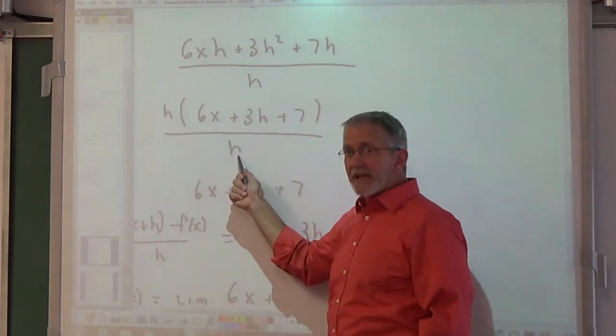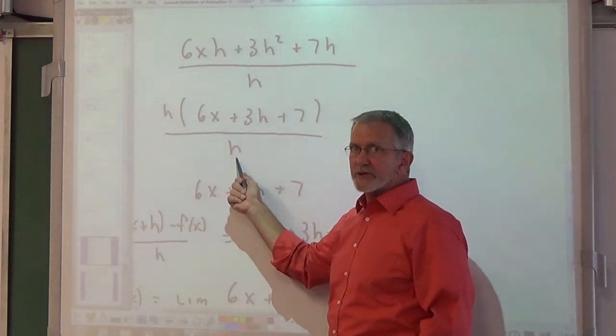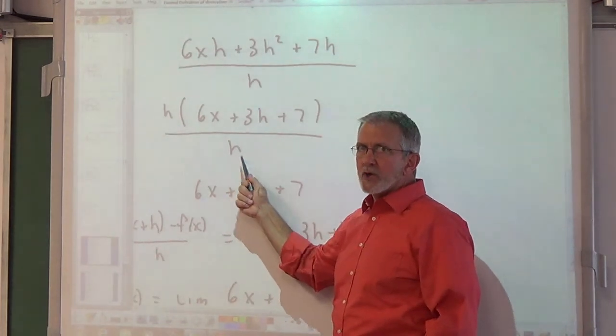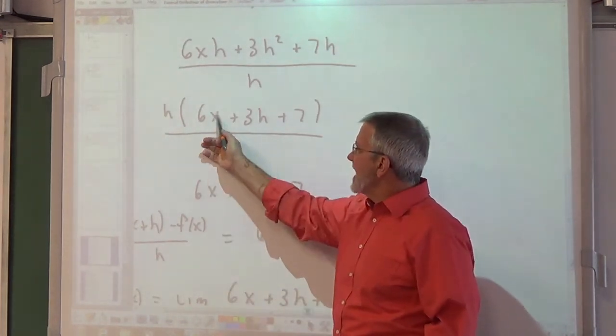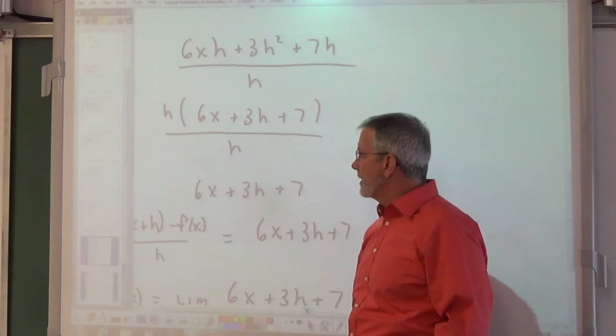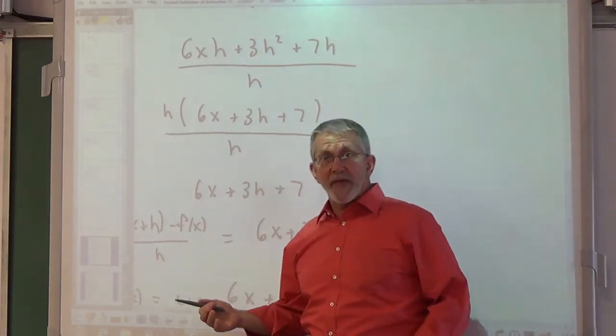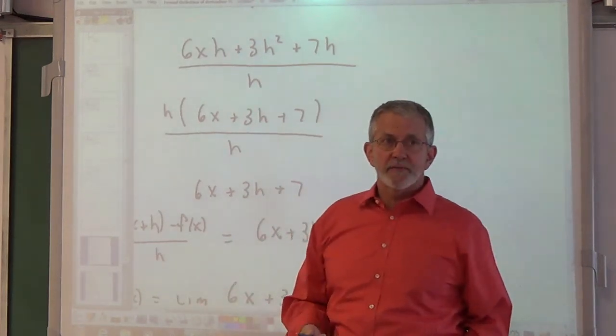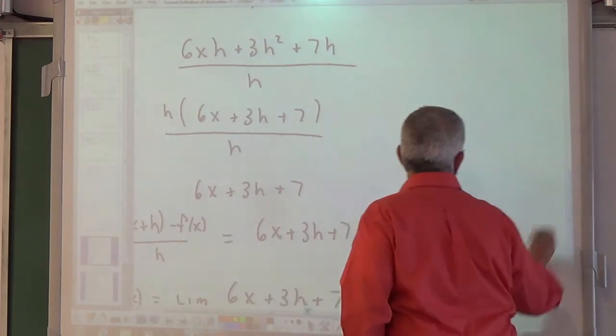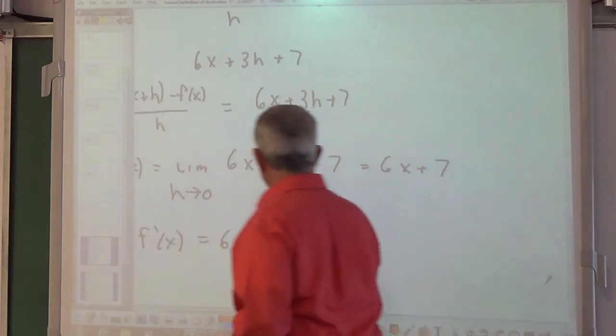And now this h will cancel. It's not magic, it's math. So the difference quotient then is 6x plus 3h plus 7. And what I'm going to do is put that now into the formal definition of the derivative for that particular function. Here we go.